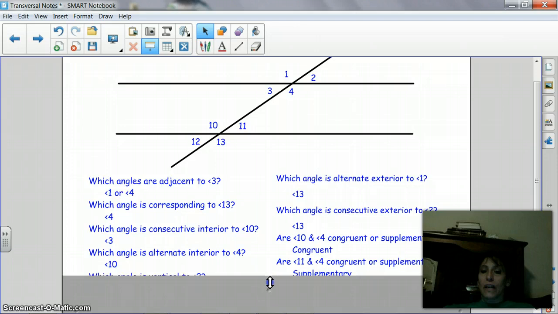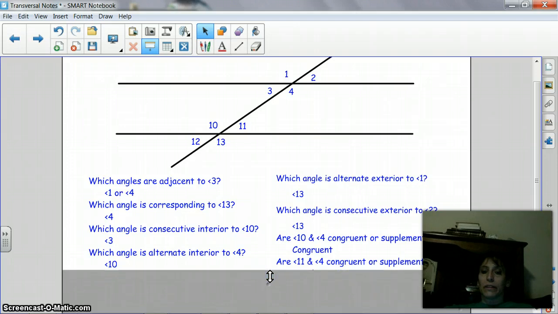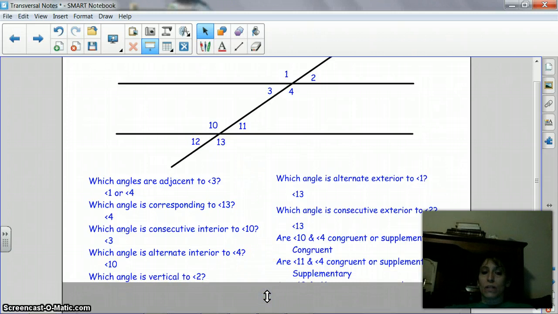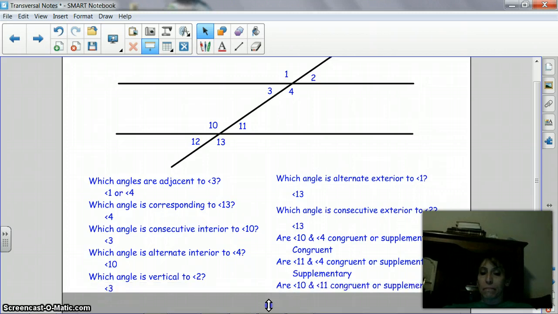Alright, there's only a couple more, so just hang with me a little bit longer. Angles 11 and 4. If you notice, 11 is acute and angle 4 is obtuse. So since they're not the same, then they must be supplementary. Alright, next one says which angle is vertical to angle 2? Remember what vertical means. It's the opposite. So the one straight across from 2 should be, you guessed it, 3.